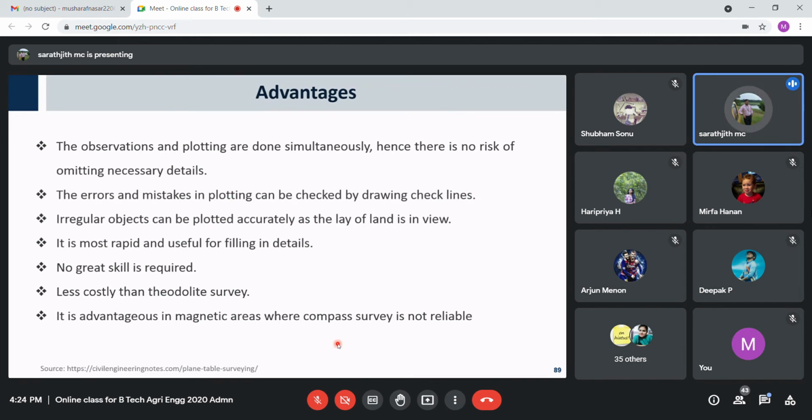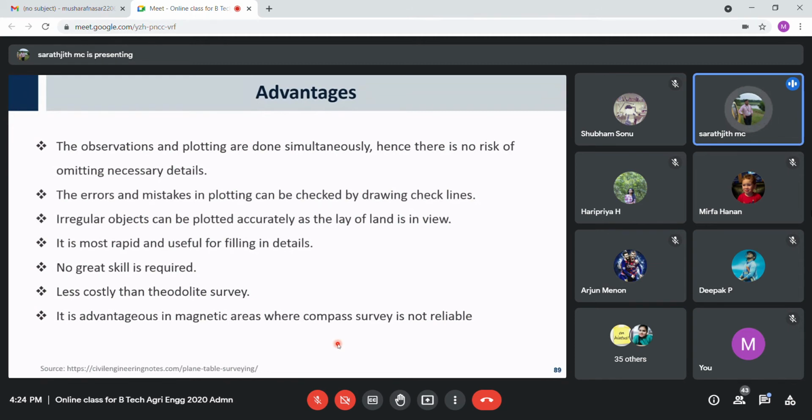So for this, you are plotting it by simply rotating the table, no? So not much skill is required to do this compared to compass survey, where you have plenty of angle computations and you have to know the trigonometric calculation, then only you'll be able to do it. But in plain table surveying, you are simply rotating the table and simply drawing lines and taking linear measurements. So for that, you don't require any great skill. So that is also the advantage with this survey. And as I mentioned, it is cheaper than theodolite.